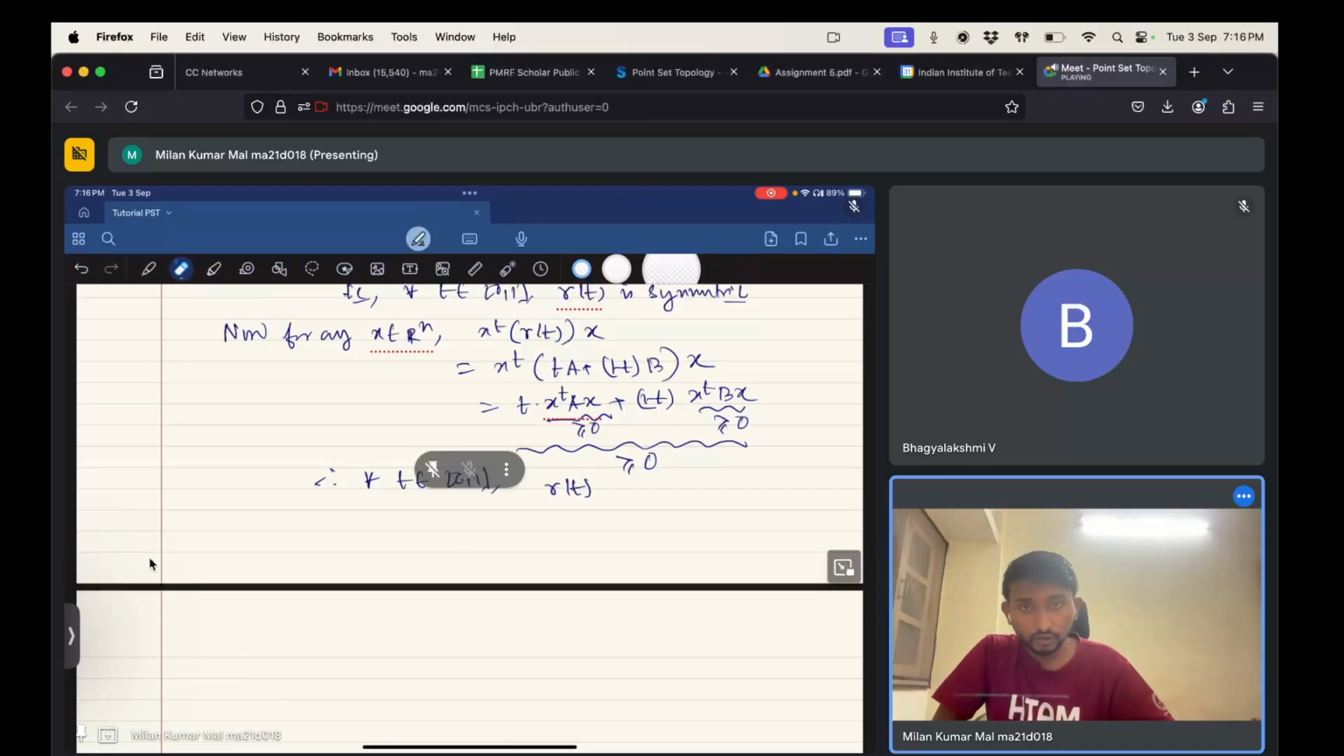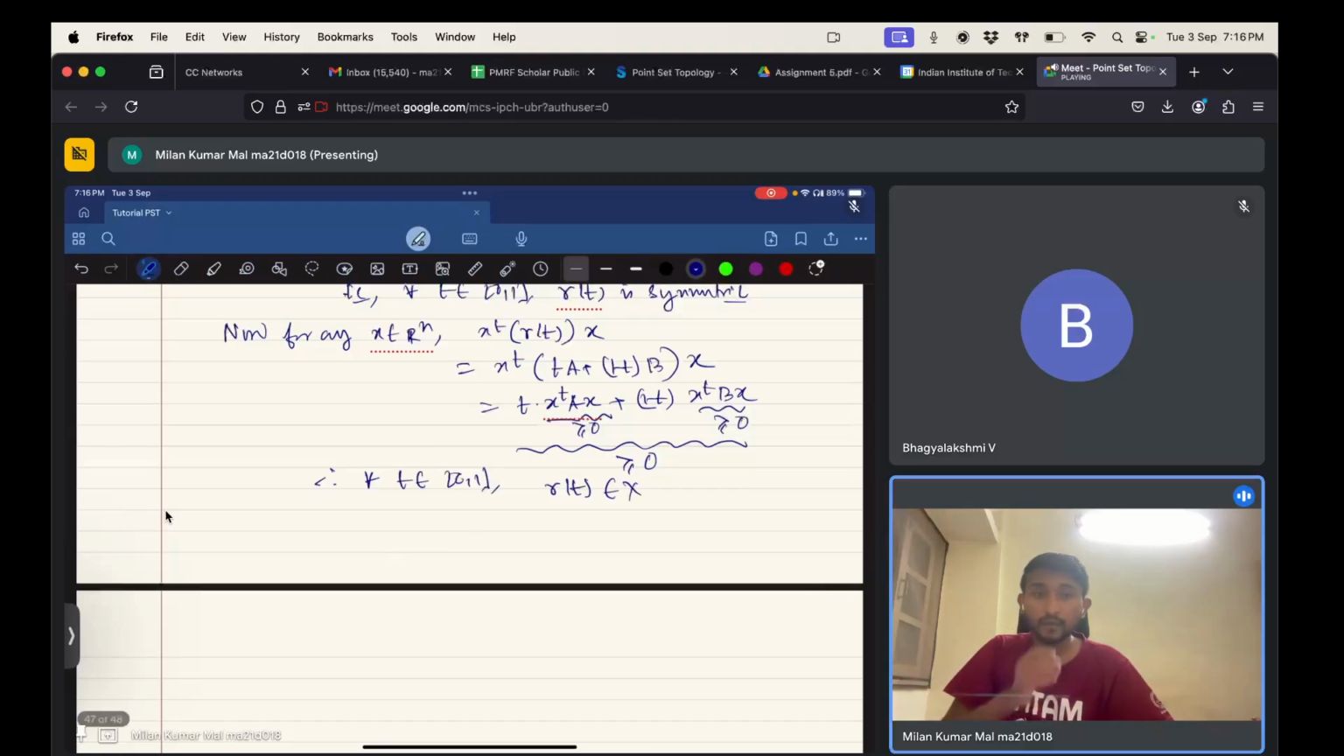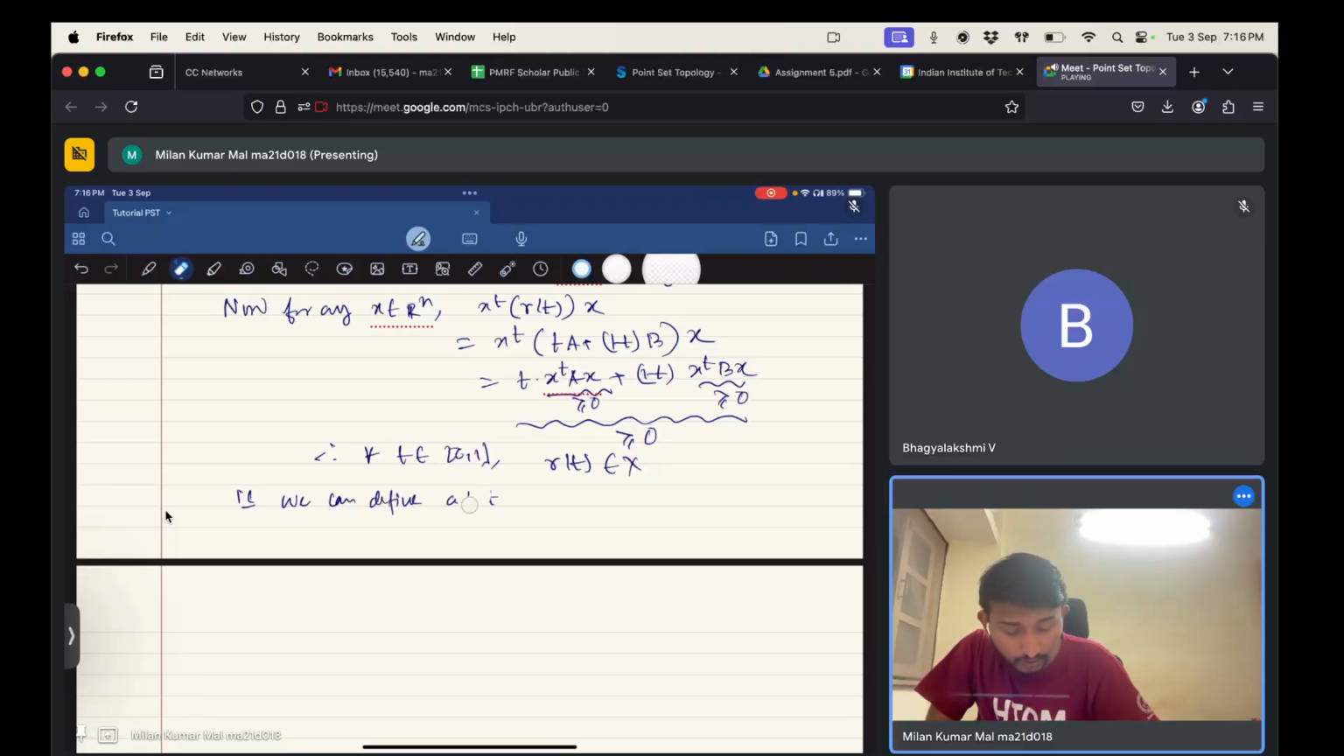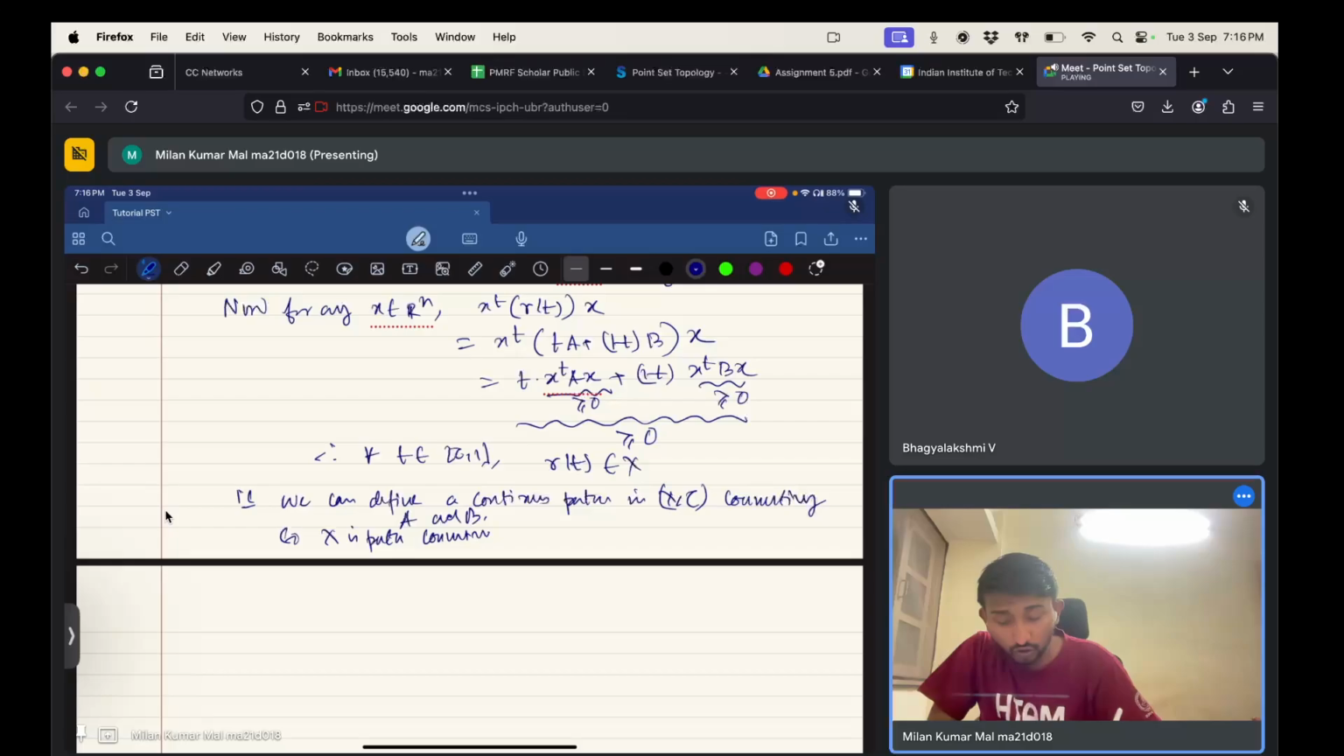That means gamma(t), for each t, is contained in X. So this gamma(t) is well defined, and gamma(t) gives a path connecting A and B. So that's all. That means we can define a continuous path in X connecting A and B. So X is path connected, right? So option A is correct.